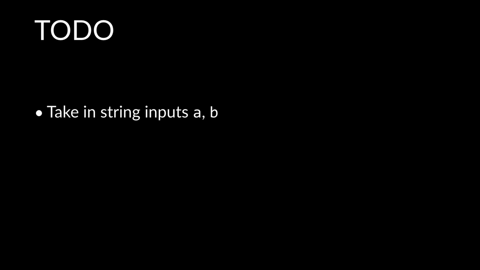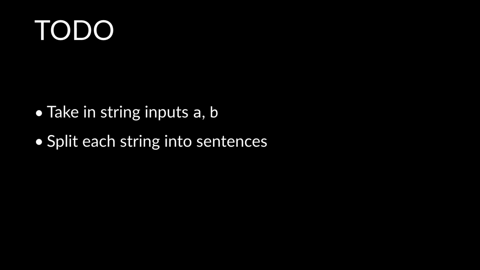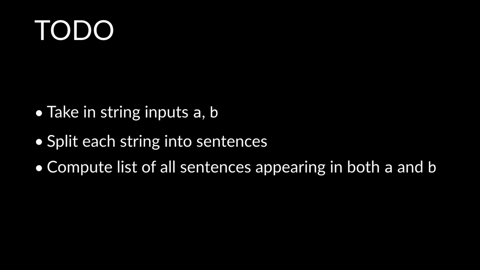First, just like in the last function, you'll take in string inputs A and B, each one of which will be the textual representation of some file. Then, instead of splitting each string into lines, you'll split each string into sentences. Then, you'll calculate the list of sentences that appear in both A and also in B. And finally, you'll return a list that contains all of the sentences that appear in both of the original strings.